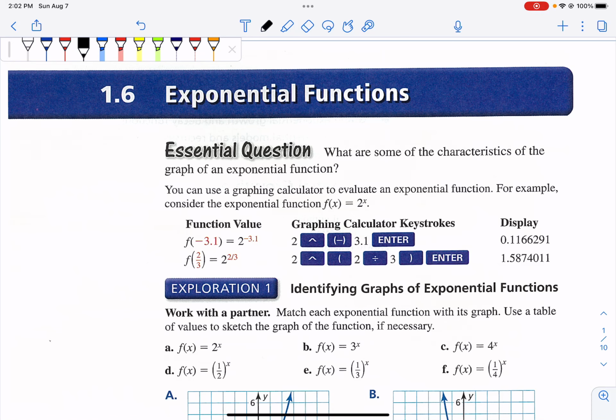All right, guys, 1.6, exponential functions. Probably a new topic. I don't think this is something that you have worked with in any previous classes.